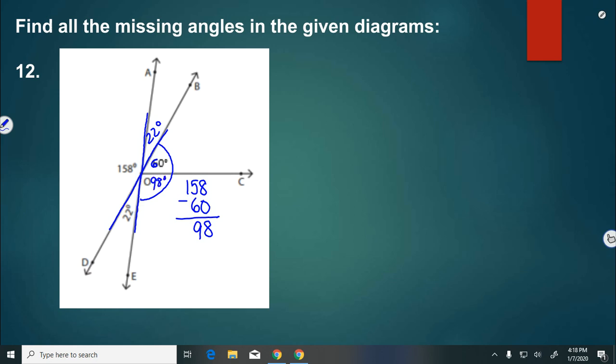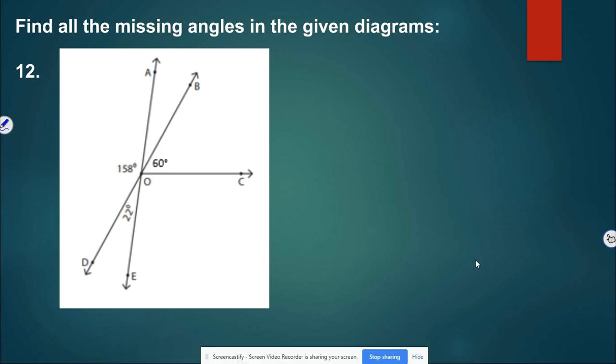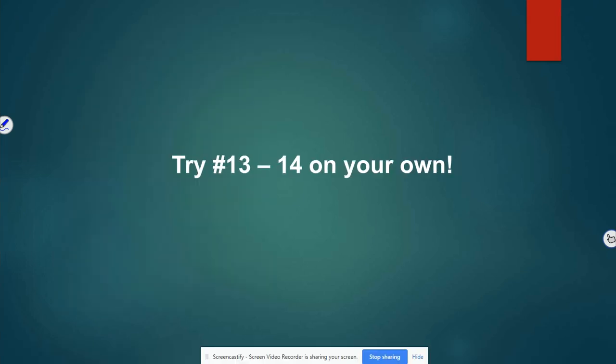All right, so again, a lot of playing with numbers, keeping in mind what vertical, supplementary, complementary all wind up giving us, in order to make sure we understand what the angle measures need to be. You're going to try 13 through 14 also on your own, and I will come help you out and make sure you're on the right track.